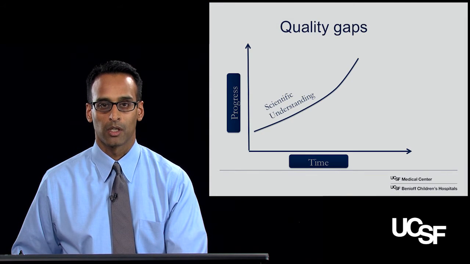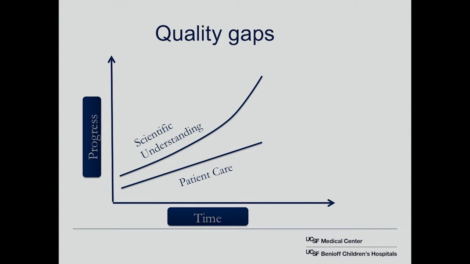Many discoveries, including many led by people at UCSF Health, have rapidly improved our understanding of why our patients become unhealthy and what we can do about it. Unfortunately, our patient care systems have not always kept pace. This is what is referred to as an implementation gap.